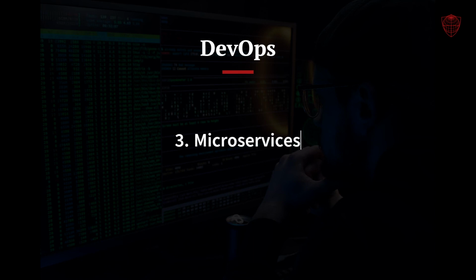3. Microservices. Microservices is an architectural style that breaks down applications into small, independent services. This allows teams to develop and deploy services more quickly and independently. 4. Containerization. Containerization is a technology that allows teams to package applications into containers that can be deployed and run on any platform. This can help to improve portability and scalability of applications.